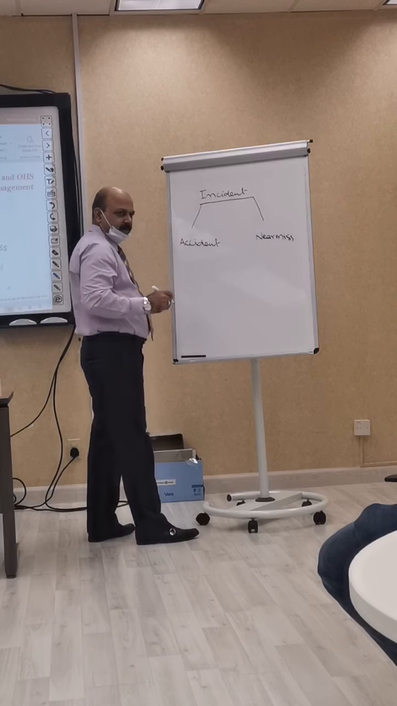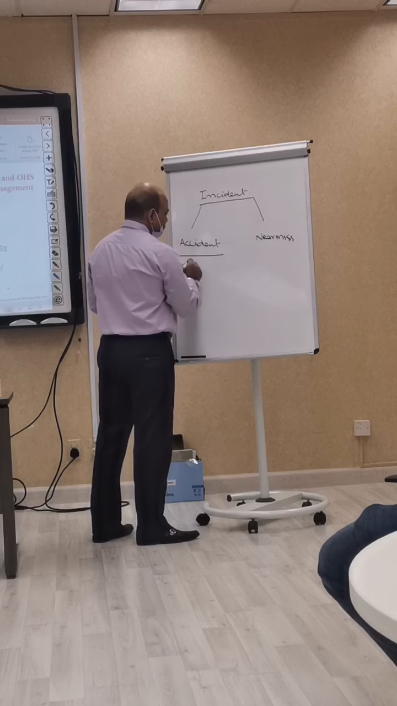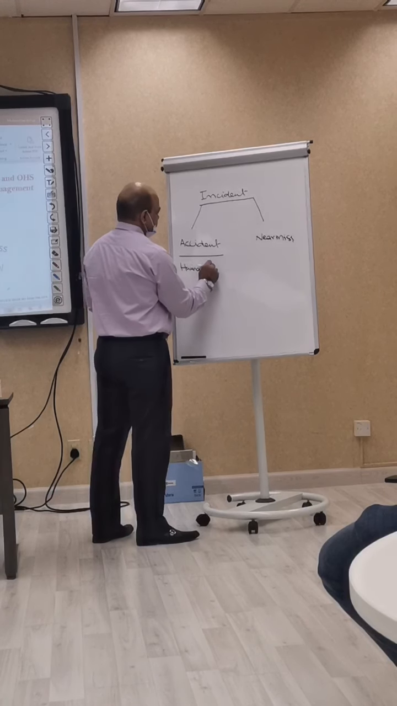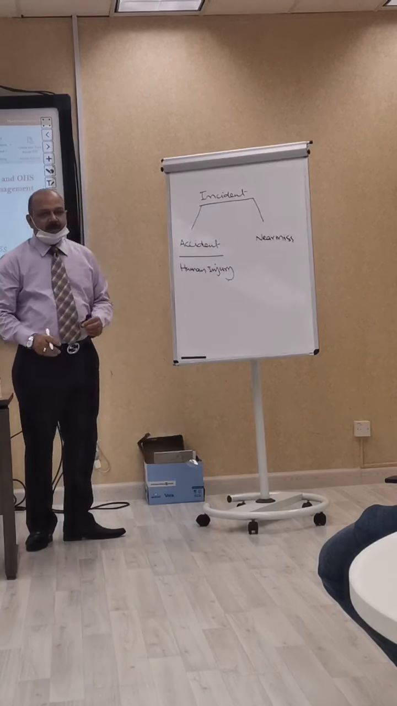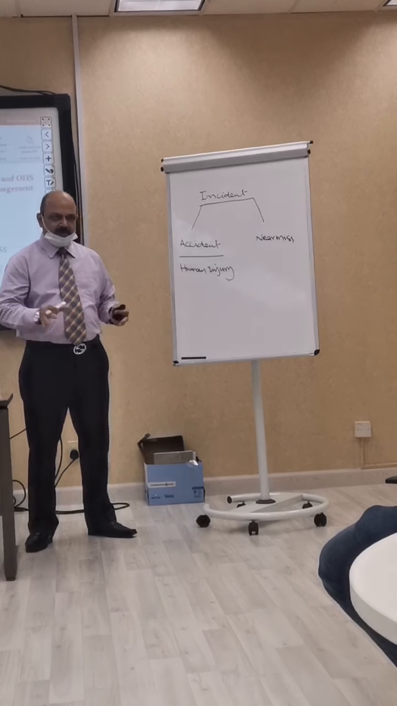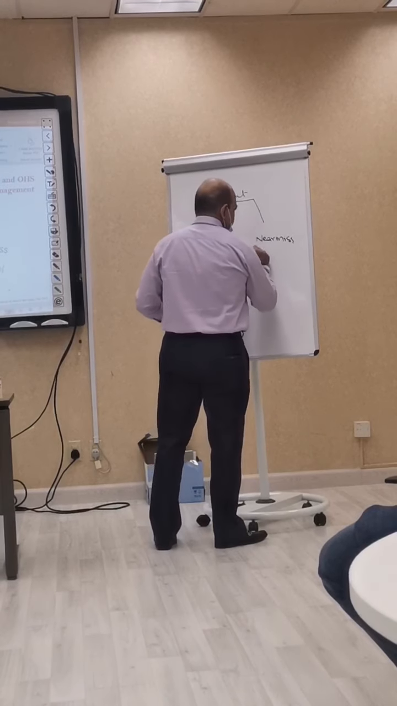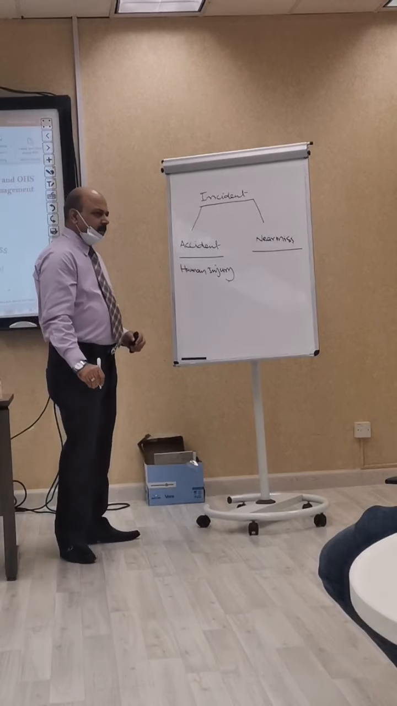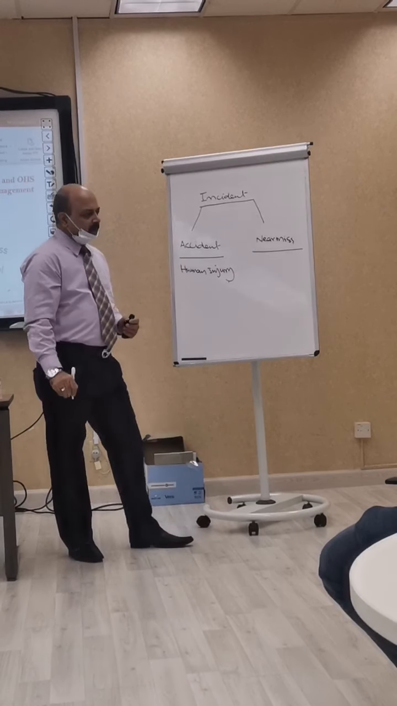This incident is called an accident if there is human injury, whether minor or major, small cut or any severe injury. Only human injury. Property damage will not count. If there is property damage and no injury, then it will not count as an accident. That will be a near miss.